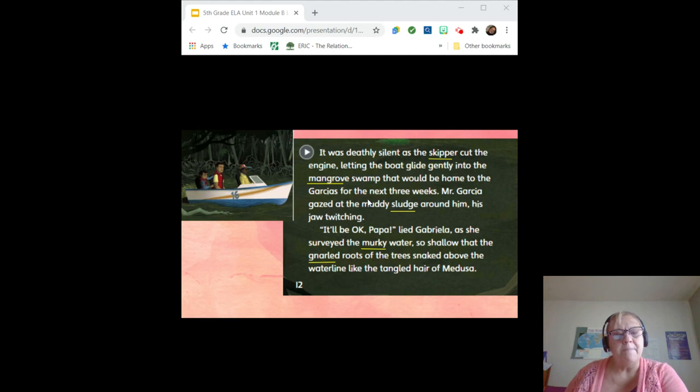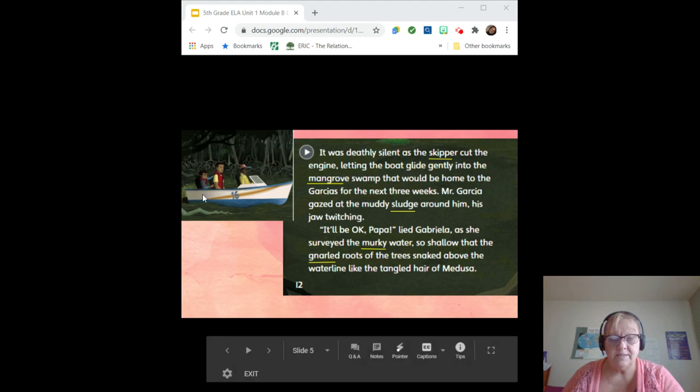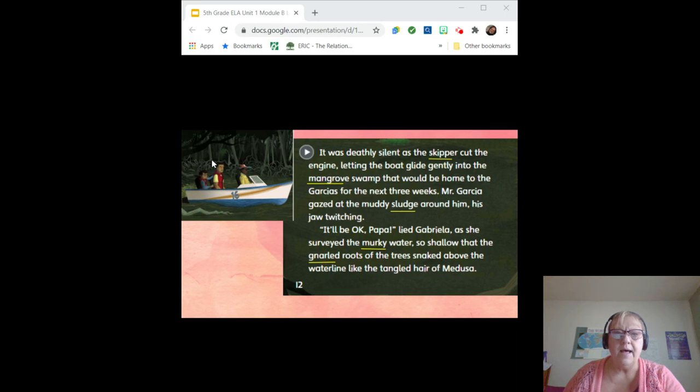What clues might tell you what mangrove means? Good. Well, first of all, I see it as a word describing a swamp. It's telling me what kind of swamp. And when I look at the picture, I see the boat is gliding in very low water, the swamp, with a lot of trees with large roots showing. I can infer then a mangrove is a type of tree that lives in swampy areas.